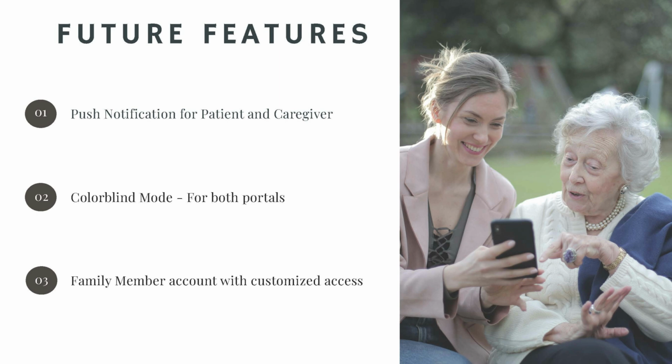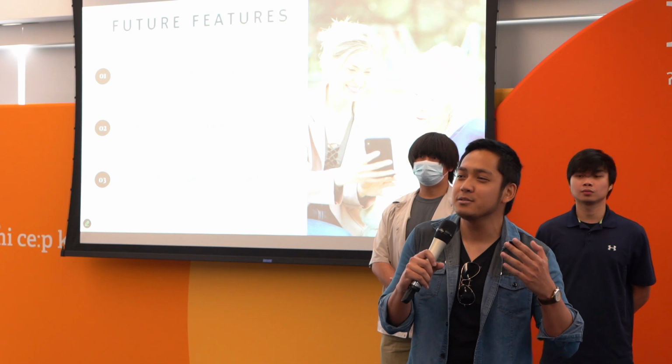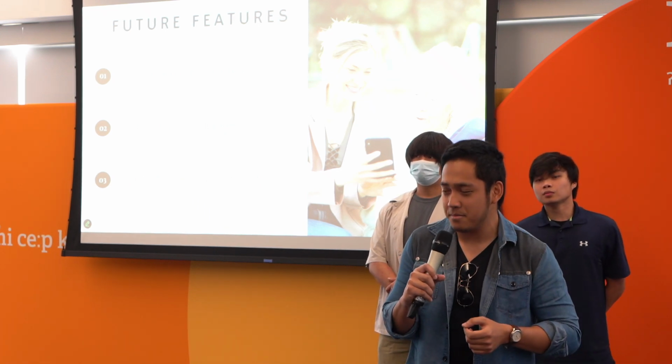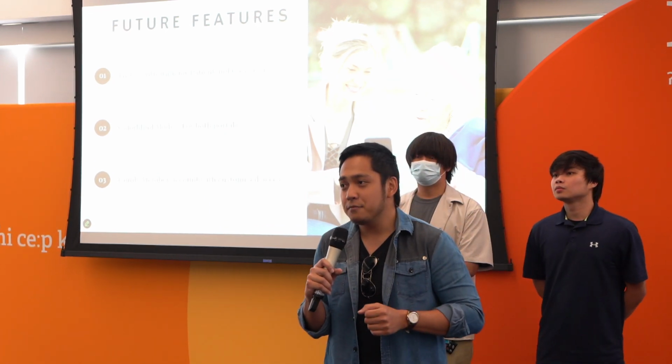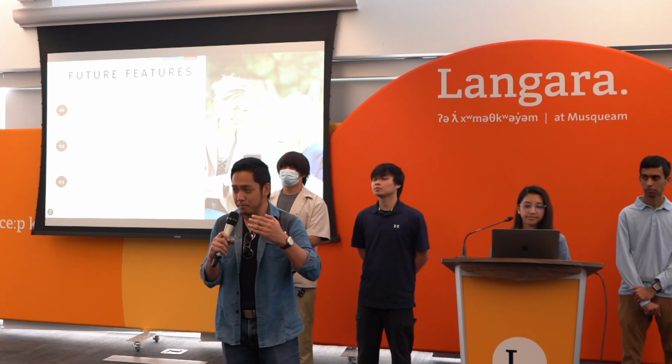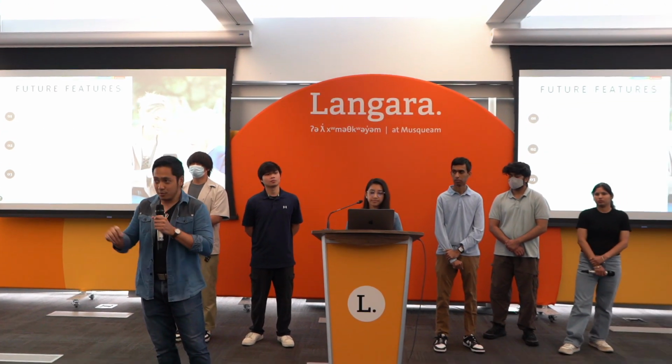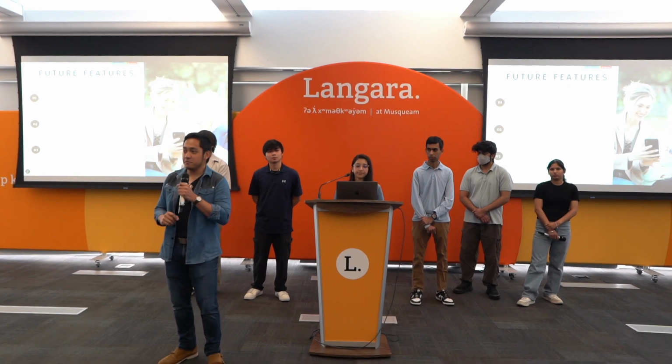Next is a colorblind mode. Since a majority of our users are elderly people with failing eyesight, this would really increase the usability of our app. Last but not least is the family portal, which would help family members directly upload relations' profiles and also monitor the diary entries of their loved ones.